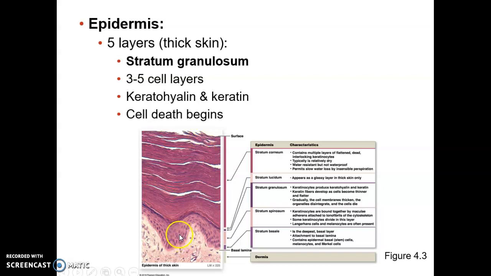As those cells migrate away from the underlying connective tissue, they are moving further and further away from their source of nutrients. If you remember, epithelium is avascular, no blood vessels. The blood vessels are down in the connective tissue, so those blood vessels provide the oxygen and nutrients via diffusion. So as the cells move further away, they start to starve, and they start to die.